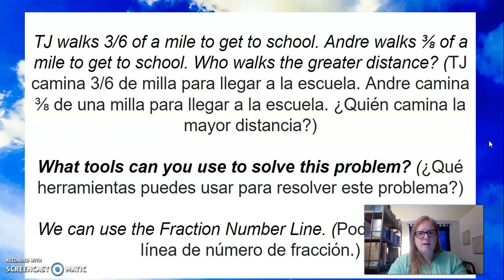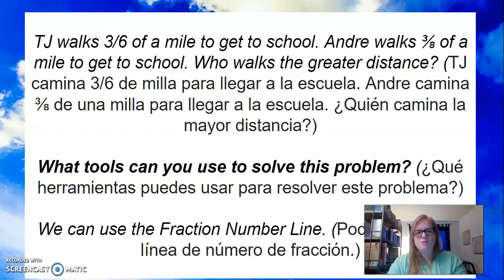Welcome back. So I'm just going to reread this problem before we move on. TJ walks 3/6 of a mile to get to school. Andre walks 3/8 of a mile to get to school. Who walks the greater distance?